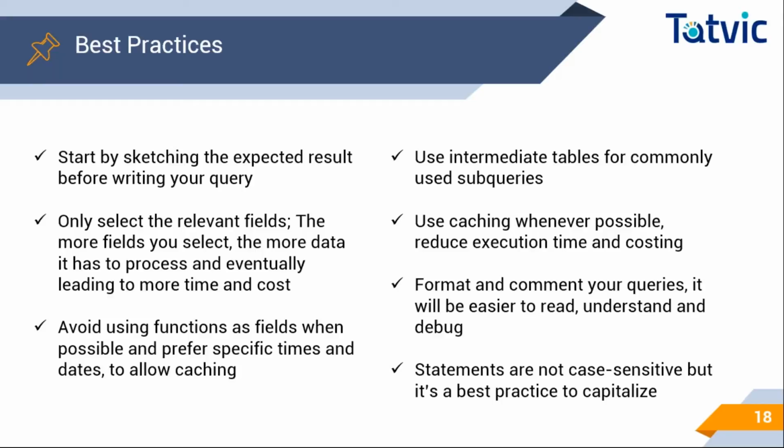It will be there forever until you delete that particular table from BigQuery. Right? So use intermediate tables for commonly used subqueries so that you do not need to run the same query again and again, and it saves you processing time, it saves you money. Use caching wherever possible, because the charges that BigQuery applies to your account are only when it has to process certain things.